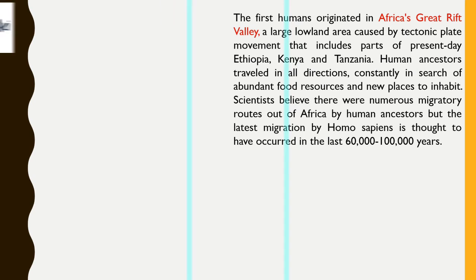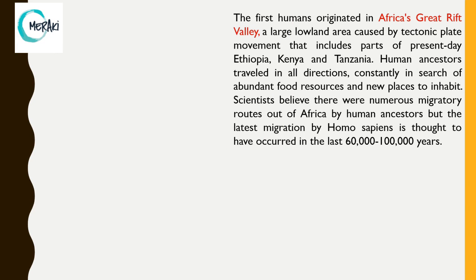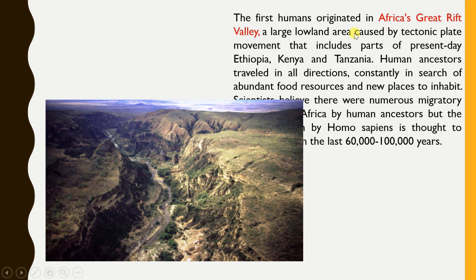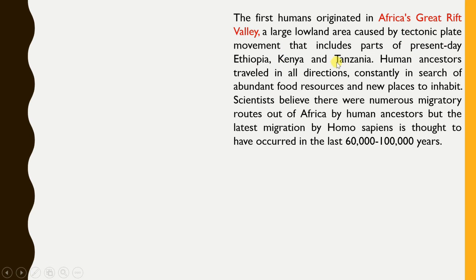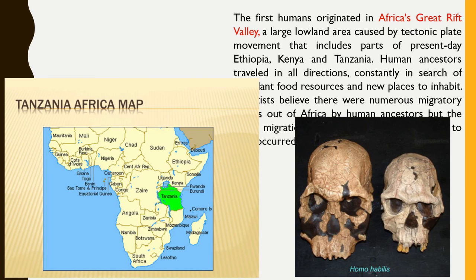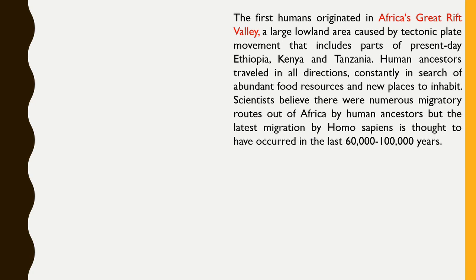Now we will see how the first humans originated in all these settlements. The first settlements were in Africa's Great Rift Valley, a large lowland area caused by tectonic plate movement that includes parts of present-day Ethiopia, Kenya and Tanzania. I have said in a previous video also that Tanzania is the hometown of Homo habilis. So why were these very primitive people so fond of living in areas like Kenya and Tanzania?